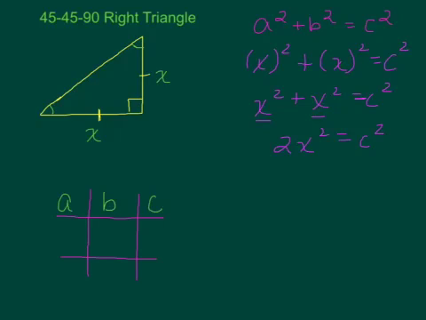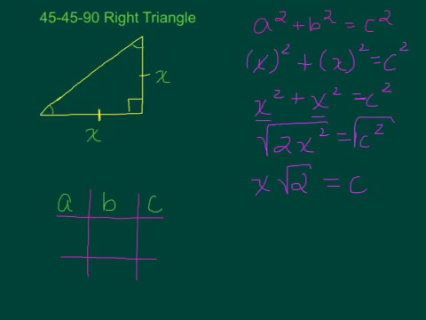So we want to solve for c. We're going to take the square root of both sides. And since we have x squared under the radical, we can remove that from the radical, so we just have x. But the 2 has to stay underneath the radical. So c equals x times the square root of 2. So we found the length of the hypotenuse in terms of x.